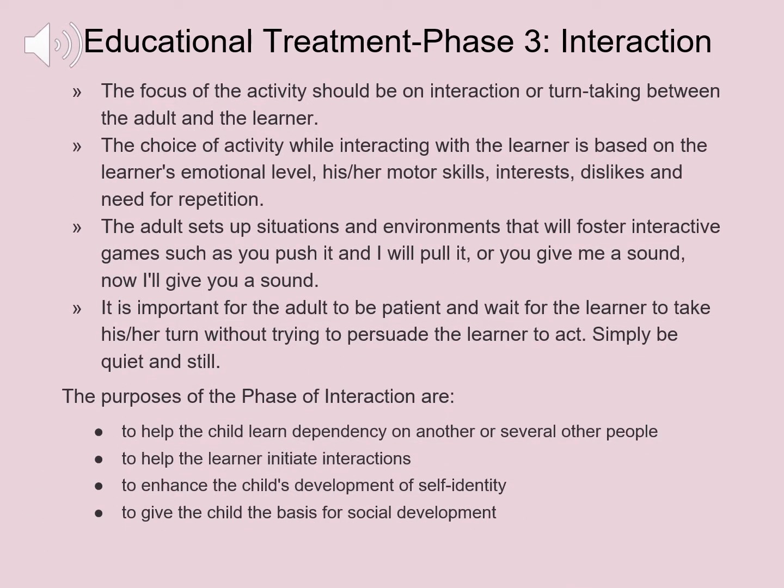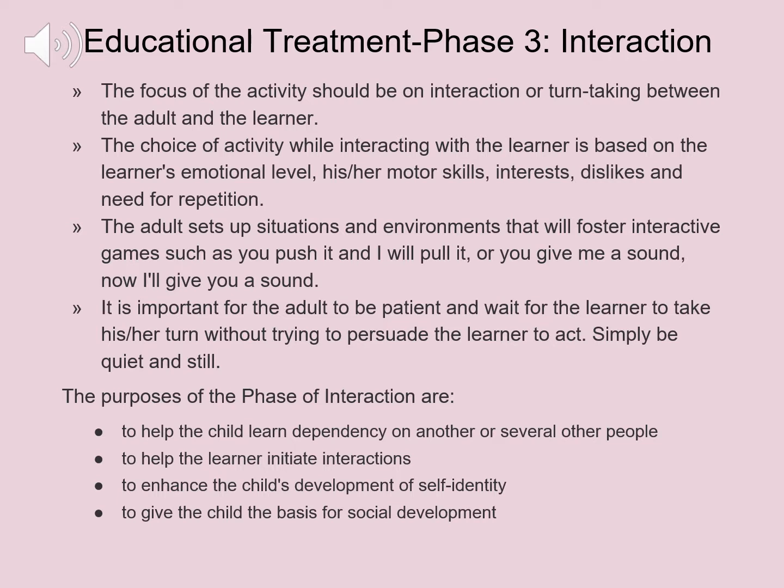During educational treatment phase 3, or interaction, the focus of the activity should be on the interaction or turn-taking between the adult and the learner. The choice of the activity while interacting with the learner is based on the learner's emotional level, motor skills, interests, dislikes, and need for repetition. The adult should set up situation environments that will foster interactive games, such as you push and I will pull, or you give me a sound and I'll give you a sound.